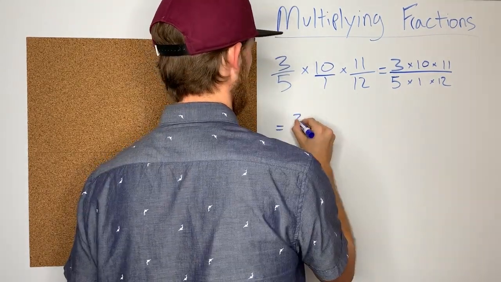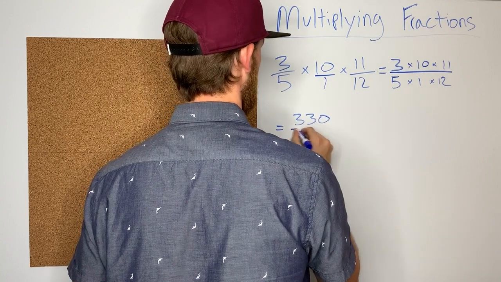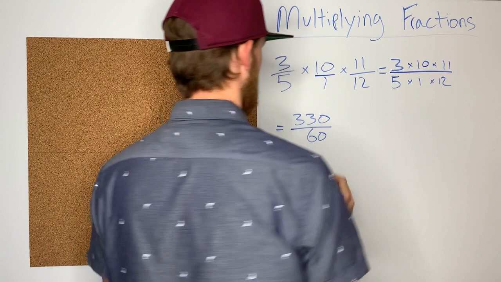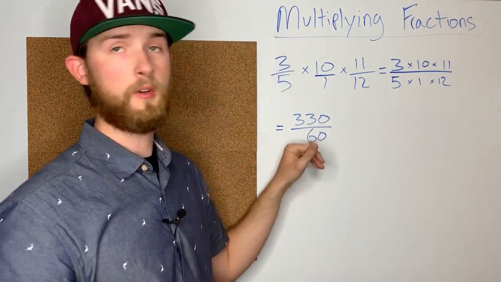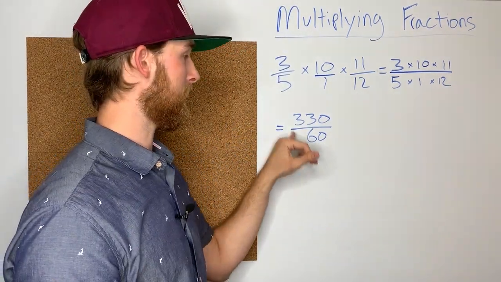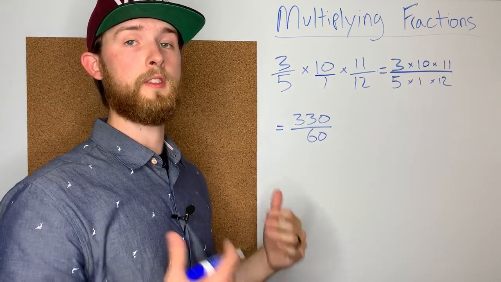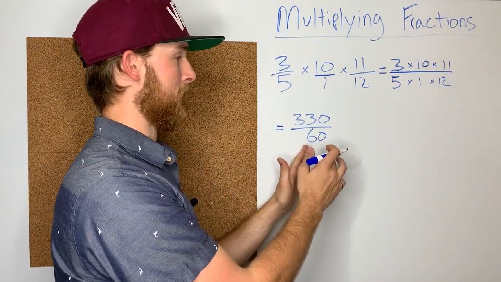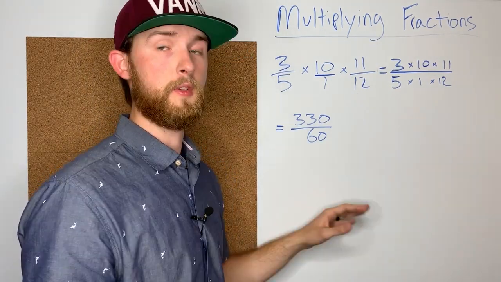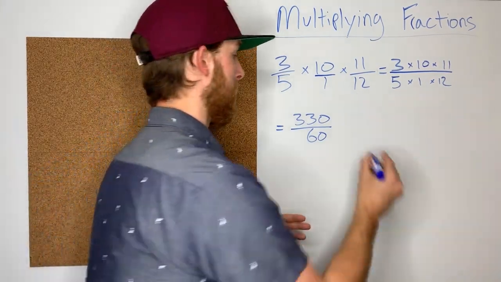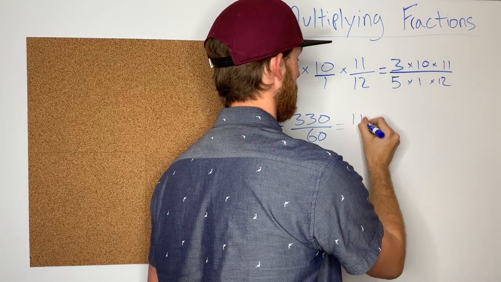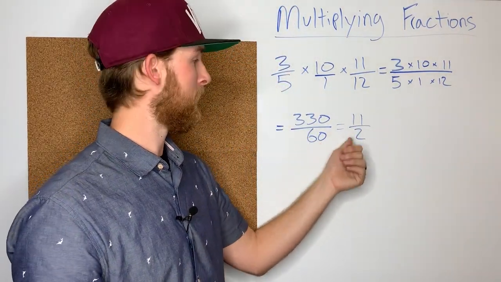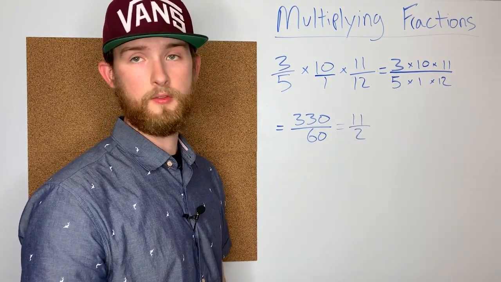So on the top, 330, and on the bottom we have 60. So here, again, you're going to run into the problem that, hey, these can be reduced down further. It's not the simplest form of the fraction. So if we went to this point, we actually have to do the prime factorization. Since we're not going to do that in this video, that just comes out to be 11/2. So this 330 divided by 60 actually reduces all the way down to 11 divided by 2.